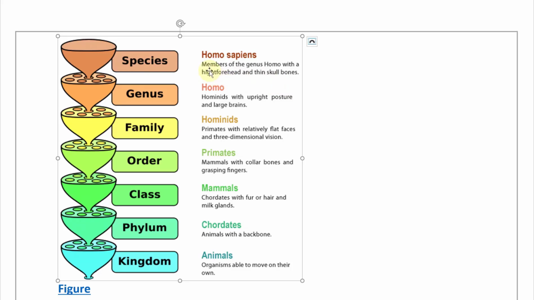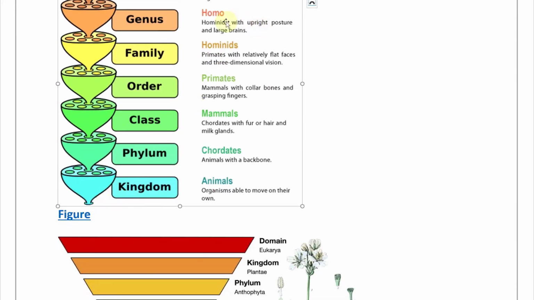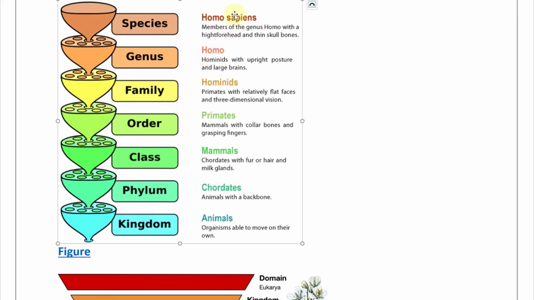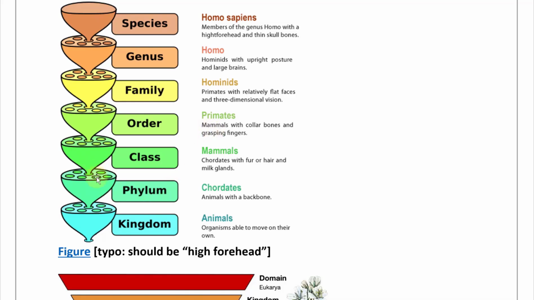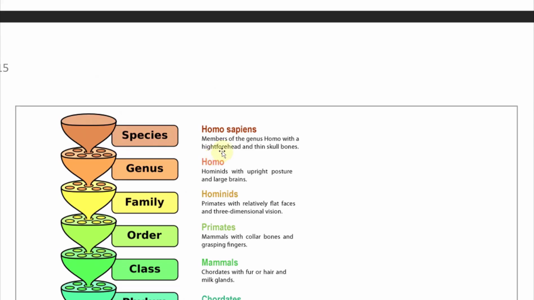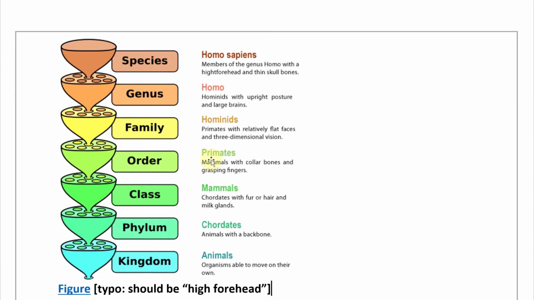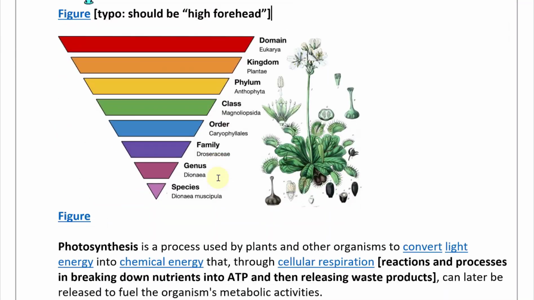And I think this is a mistake I just realized. It's not "height forehead", it's "high forehead". That should be a space. So let's just put this here. Here I just paused the video and added it. So the typo should be high forehead, not height forehead with a misspelling. Just fascinating stuff. That's a species, Homo sapiens.